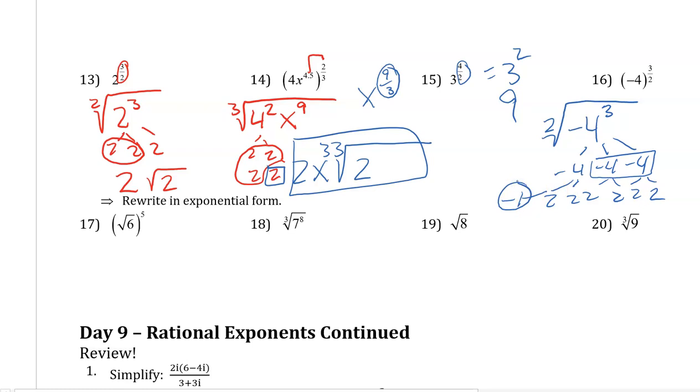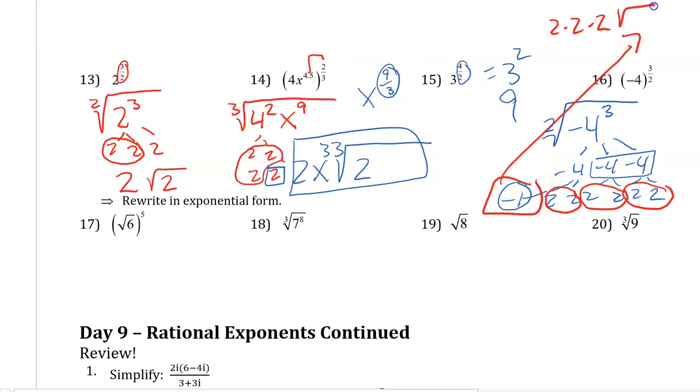But we're going to go ahead and take out pairs because it's a square root. So I have a pair of 2's, I have another pair of 2's, and I have yet another pair of 2's. So I get a 2 times 2 times 2 out in front of the radical, and then inside the radical I have that negative 1. So this actually reduces then. 2 times 2 times 2 is 8, and the square root of negative 1 is i. So that is 8i.